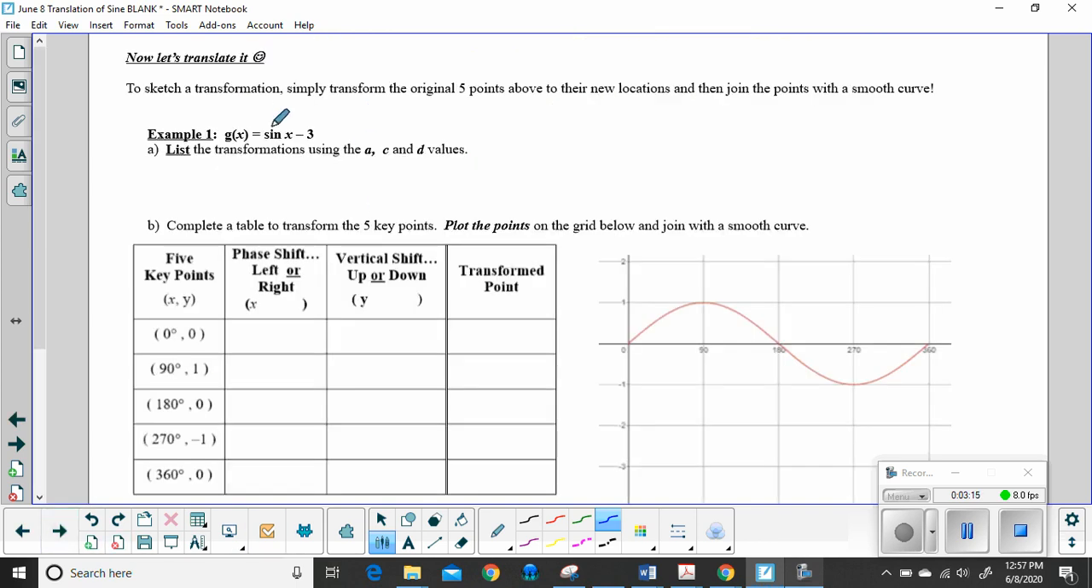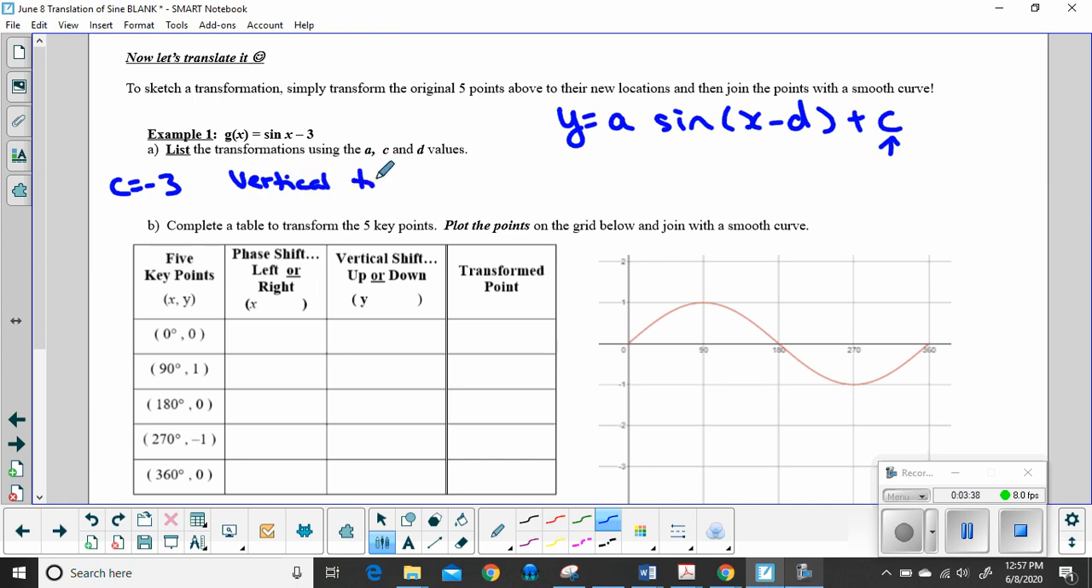Okay. So here I've got a function. It's been transformed slightly. And let's not forget that our basic function looks like a sine (x minus d) plus c. So here I've got a number out to the outside. And remember, plus c, well, that's our vertical transformation. So our c value in this case is -3, which means I have a vertical translation, and minus means I'm going down that many.